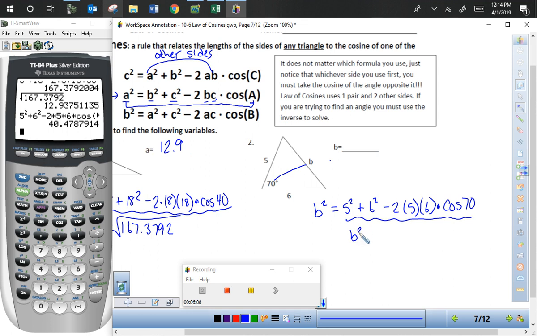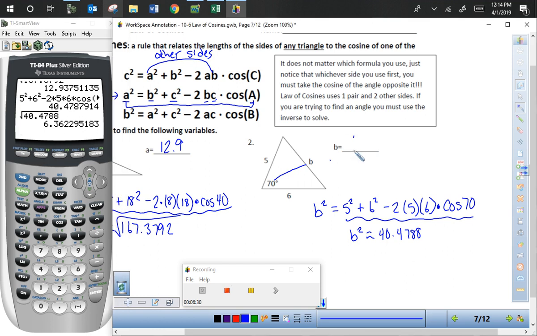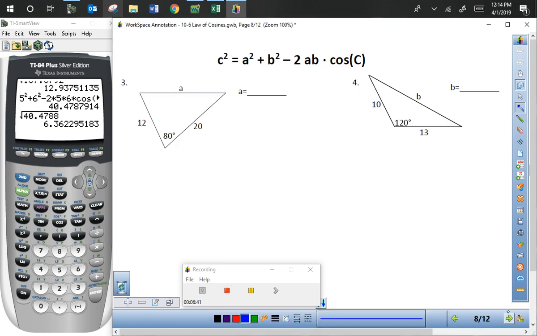So b squared is about 40.4788 with that rounding here. And we're taking the square root of that, which is about 6.4. Once again, looking at the numbers we have, 5 and 6, that seems reasonable. Moving on to number 3.